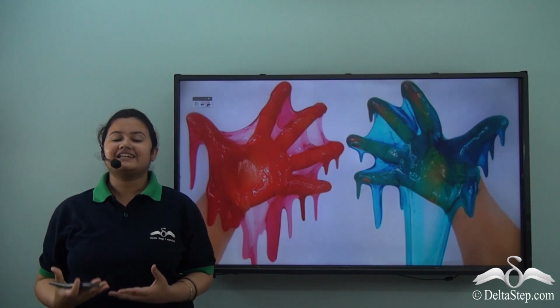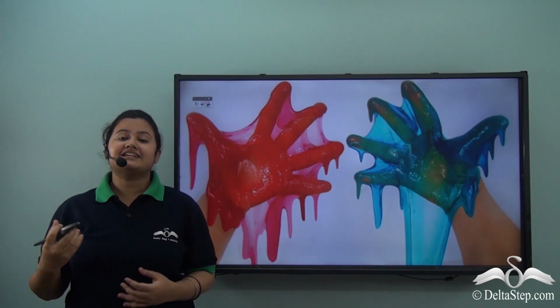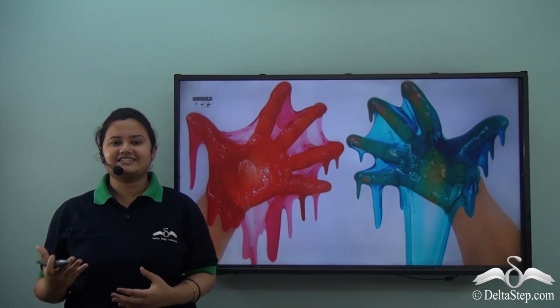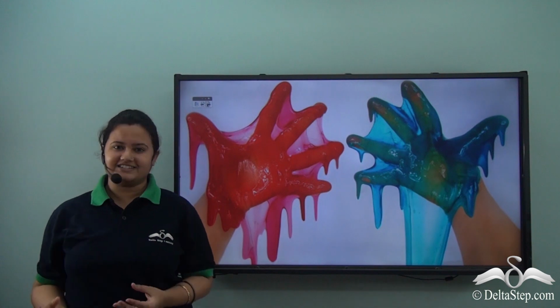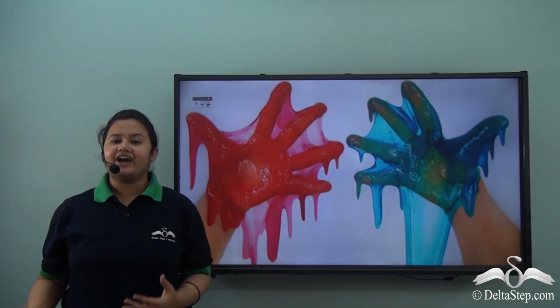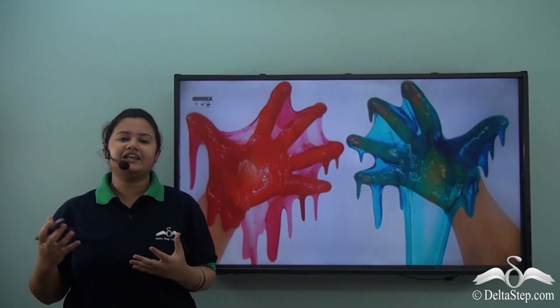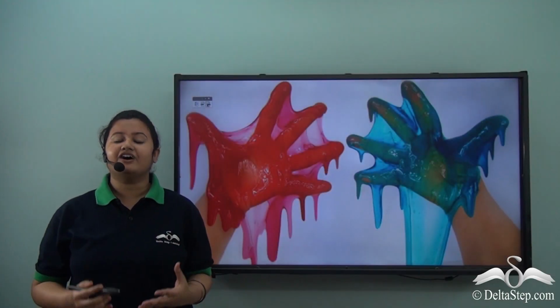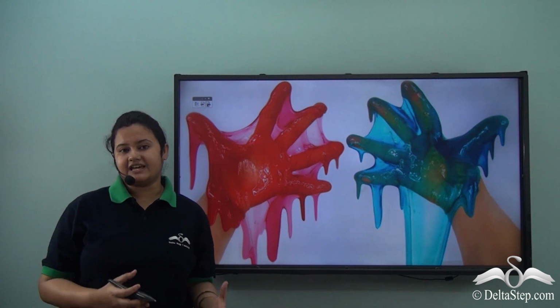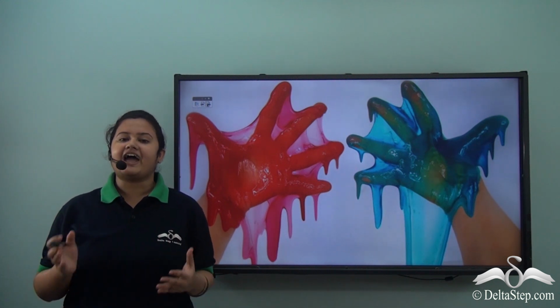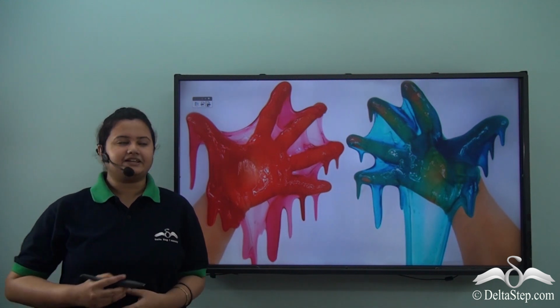Some of you might love playing with slime. A slime is a viscous substance, that is, it has a thick and sticky consistency. You can neither call it a solid nor a liquid. So slime is a viscous substance which has a semi-solid state and a thick and sticky consistency.